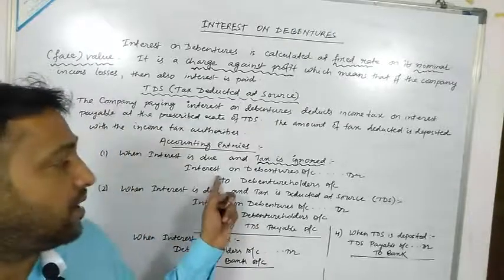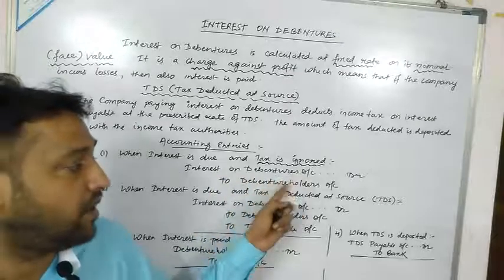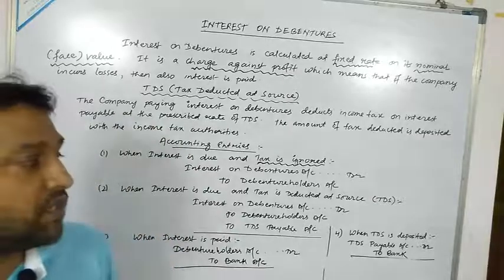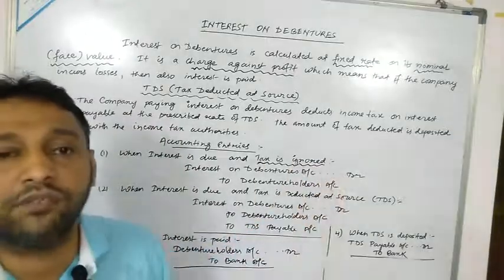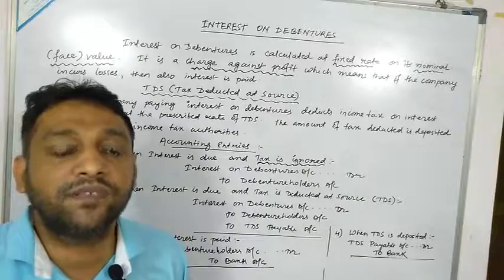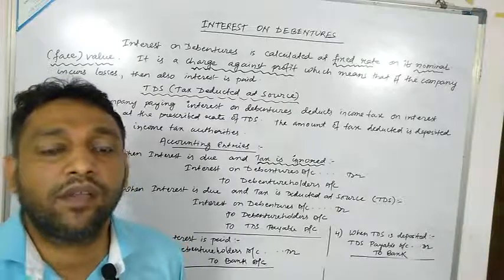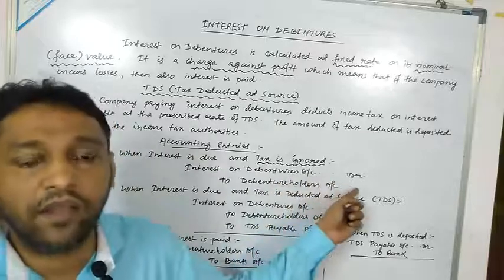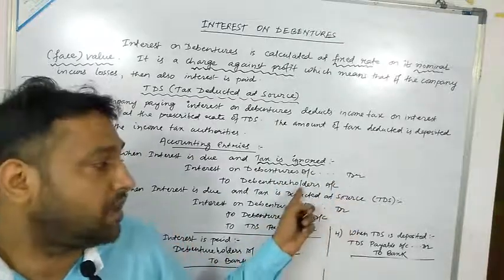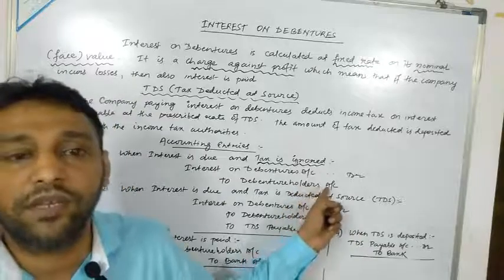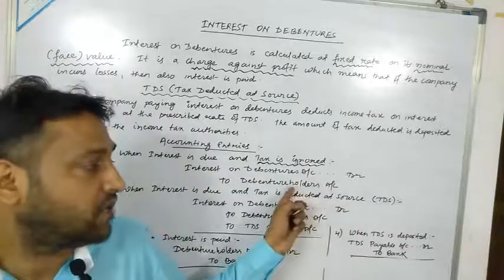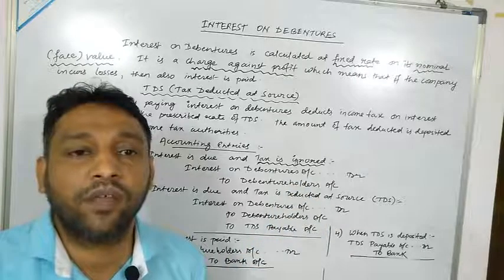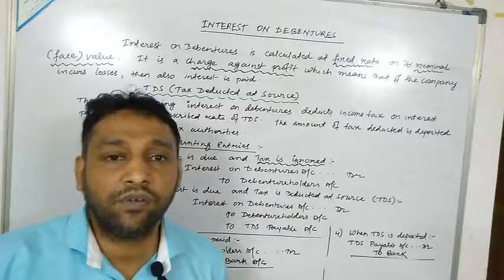The journal entry would be interest on debentures account debited to debenture holders account. Why is interest on debentures debited here? Because interest on debenture is an expense for the company. So being a nominal account, debit all expenses or losses. So interest on debenture account would be debited, and to whom is it payable? The amount would be payable to the debenture holders. That's the only reason debenture holders have been credited. So this is the entry for the interest on debentures due to the debenture holders.